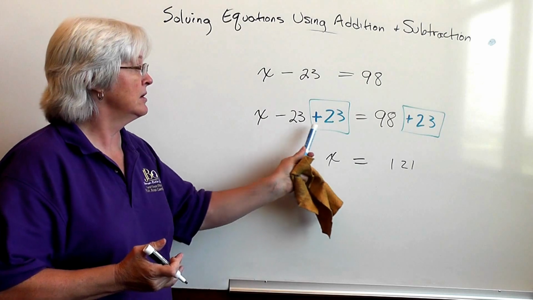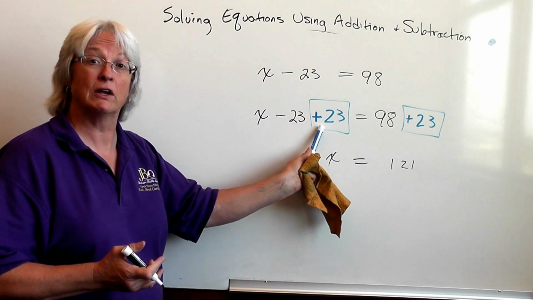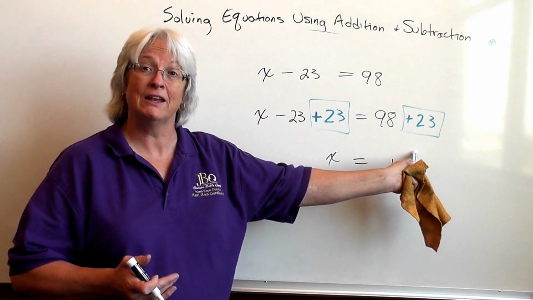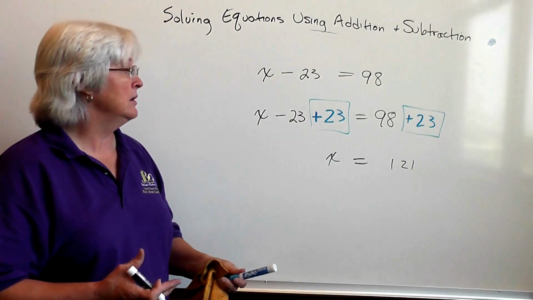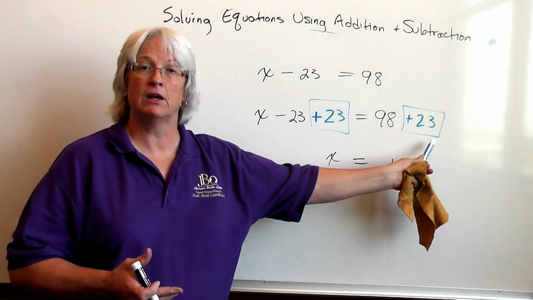What you just did was solve the equation for x using the fact that addition is the inverse operation to subtraction. The inverse of subtraction is addition. You added 23 to the left-hand side of the equation. You add 23 to the right-hand side of the equation. The equation remains in balance. You have x is equal to 98 plus 23.